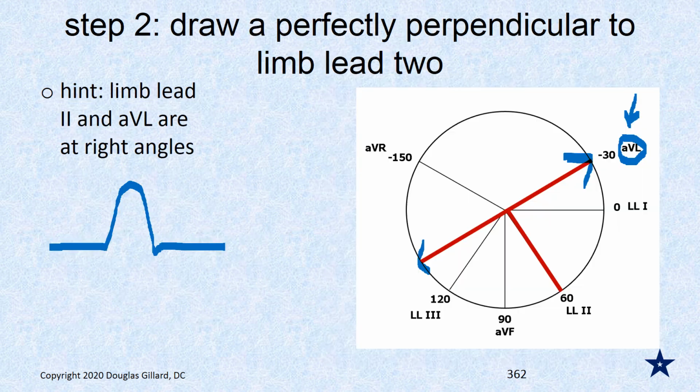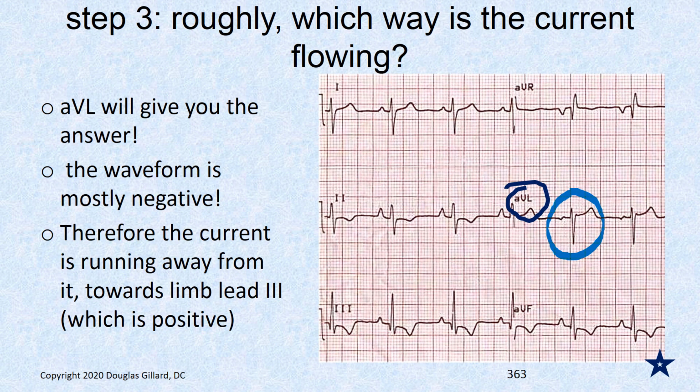Yeah. So which way is the current flowing? AVL really looks like this, so the current must be flowing this way, right? And that's past 120 degrees. So we already know the answer. What's the axis deviation? It's right. This is a right axis deviation, way past 120 degrees.